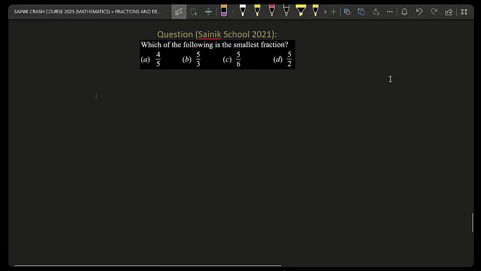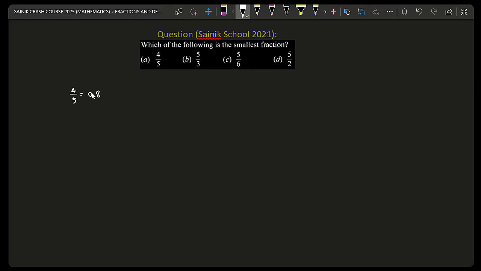Varshita, can you give the answer? Yes, sir. We can do the decimal method for all of this. Decimal method is the best method for this. So 4 by 5, can you say the decimal value for this? Sir, 0.8. You can do it in your head also. No need to always write the division form.